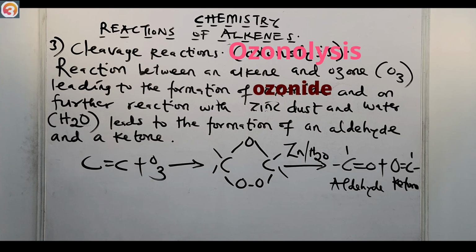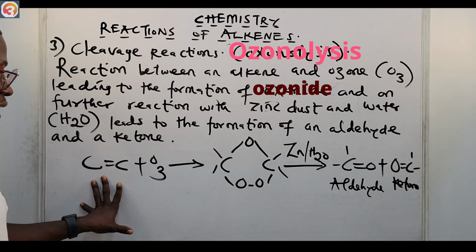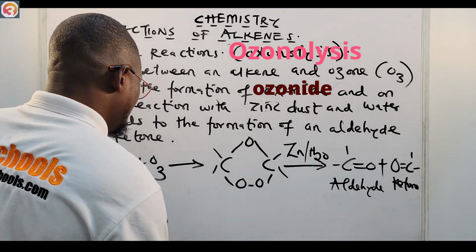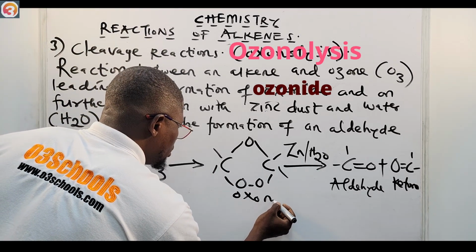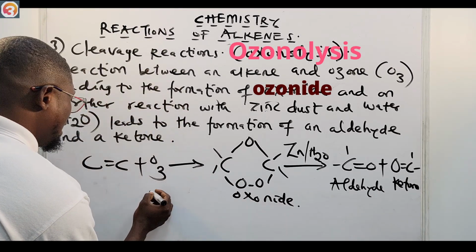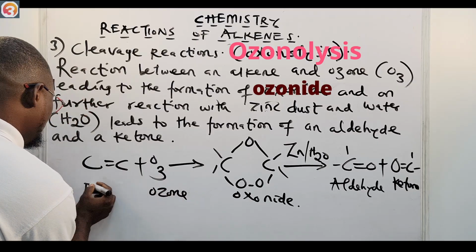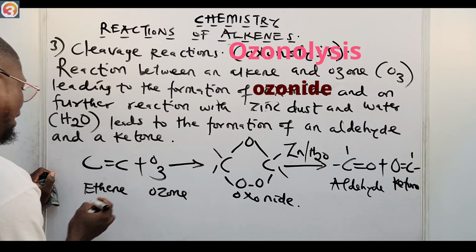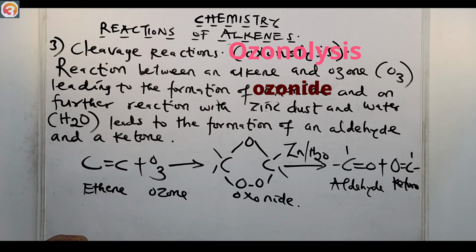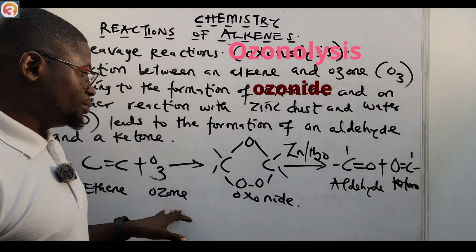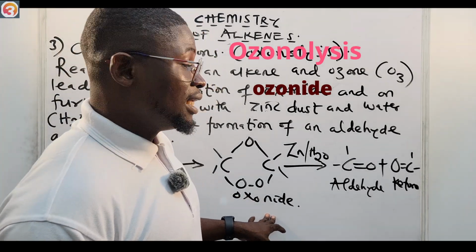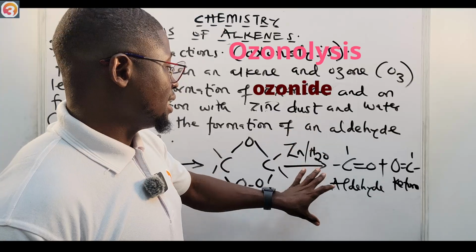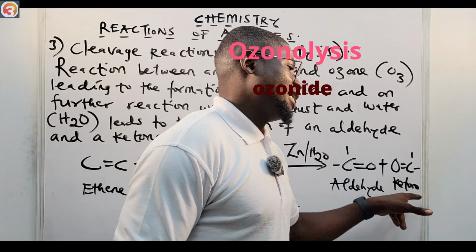So this is ozonolysis: the reaction between an alkene and ozone to give an ozonide. This is ozone itself, and this is an alkene, that is ethene. So a reaction between an alkene plus ozone gives an ozonide, then on further reaction with zinc dust and water leads to the formation of an aldehyde and ketone.